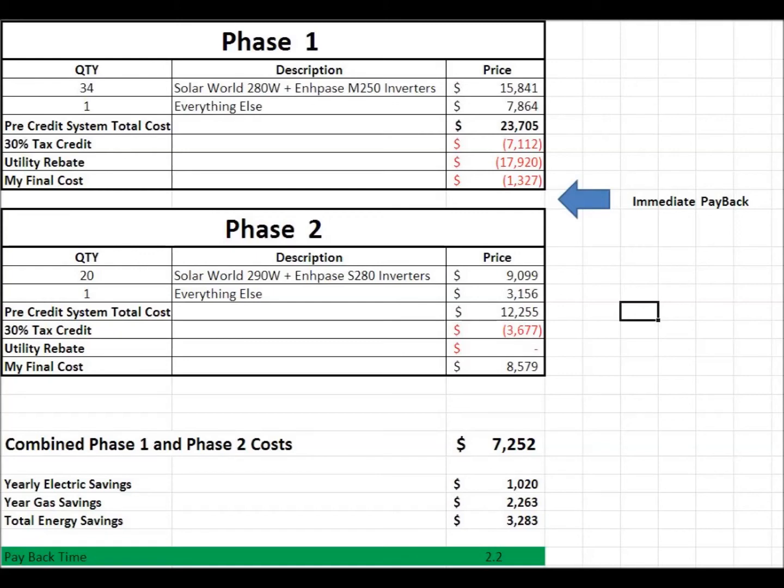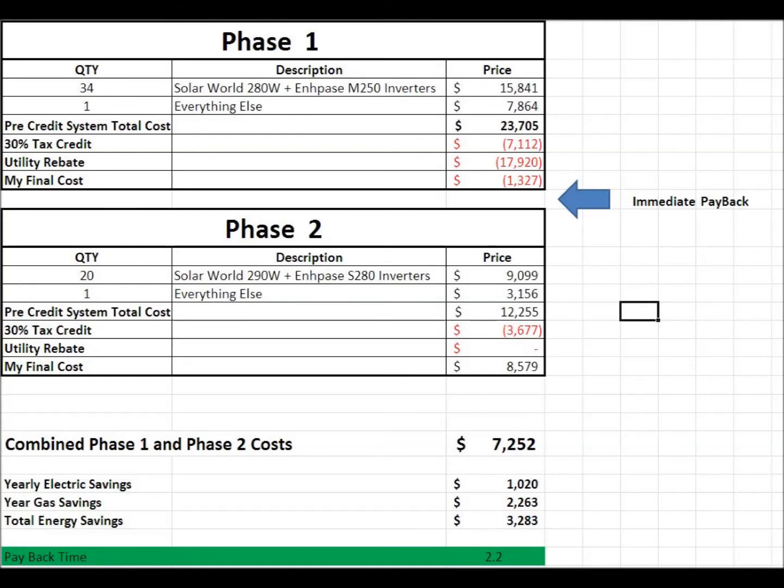Now phase 2, I added 20 more panels for my car. Those panels cost me $9,000 roughly, and everything else was $3,156. So the everything else cost went down because now I don't have to put in all the junction boxes, all the switches, all the fuses, all the other stuff that I had to originally put in for the first round. I already had that.